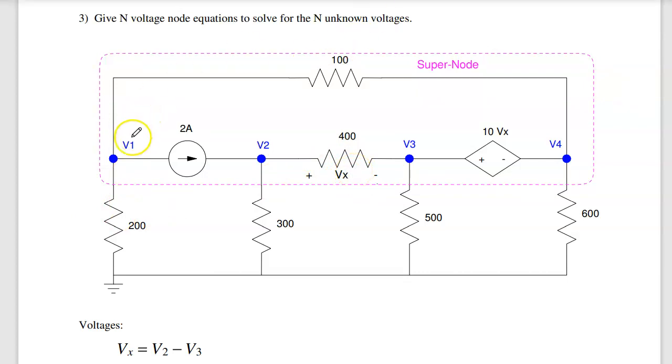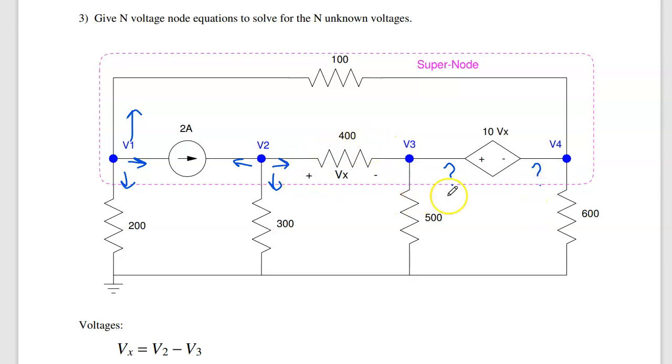One equation is right here at V1, the current up, right, and down add to 0. That's V1 minus V4 over 100 plus 2 plus V1 over 200 equals 0. At node V2, current left, down, and right equals 0. That's minus 2 plus V2 over 300 plus V2 minus V3 over 400. This node I can't write because I don't know that current. V4 I can't write because I don't know that current. I need one more equation.